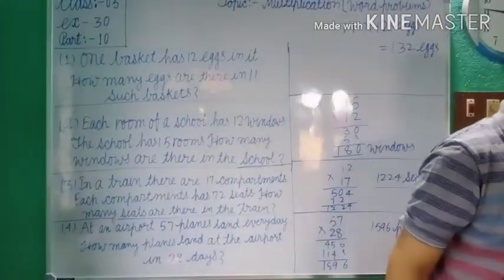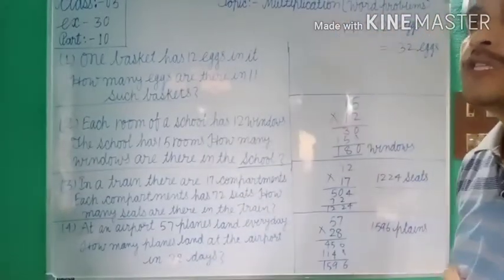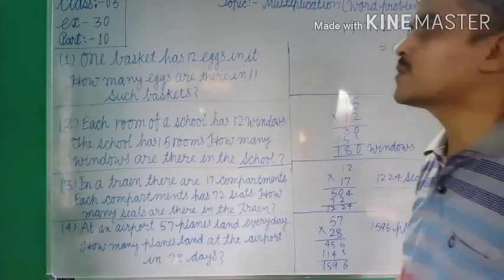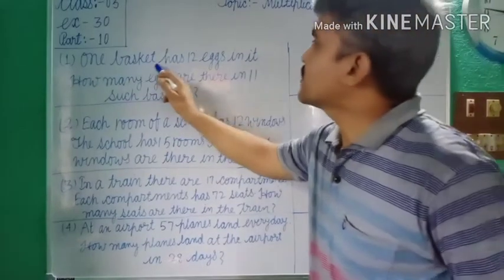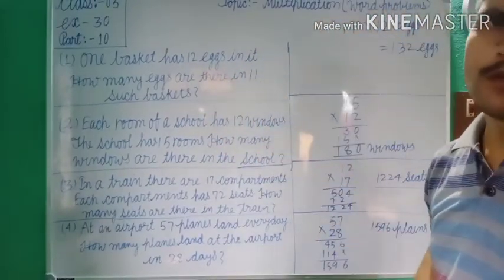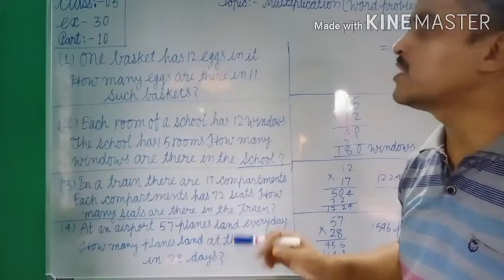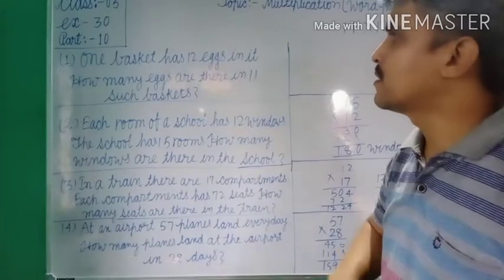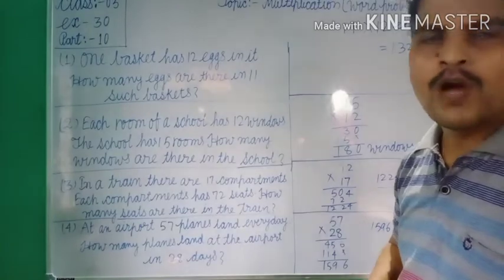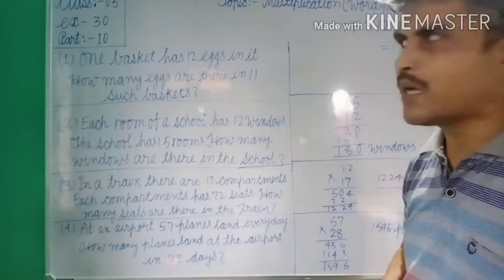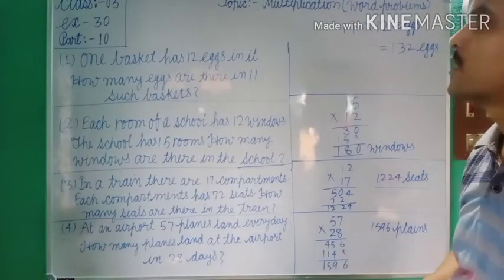Students, I remind you again of all topics because this is word problems. So students, first of all you read the word problem, then you solve. One basket has 12 eggs in it. You know eggs are kept in baskets. How many eggs in one basket? Each basket has 12 eggs. How many eggs are there in 11 baskets? When you multiply 11 by 12 eggs, that means 132 eggs in 11 baskets.